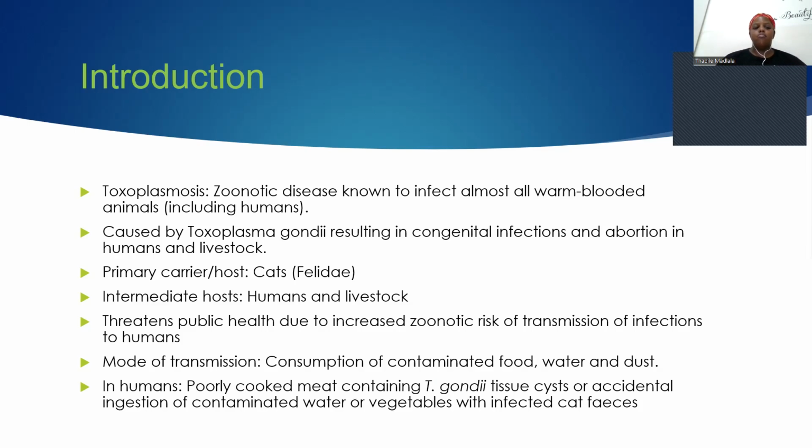The parasite threatens public health and animal welfare due to the increased zoonotic risk of transmission to humans, as it is transmitted through consumption of contaminated food, or contact with contaminated water or vegetables. In humans, it is often transmitted through ingestion of poorly cooked meat containing the parasite tissue cyst.